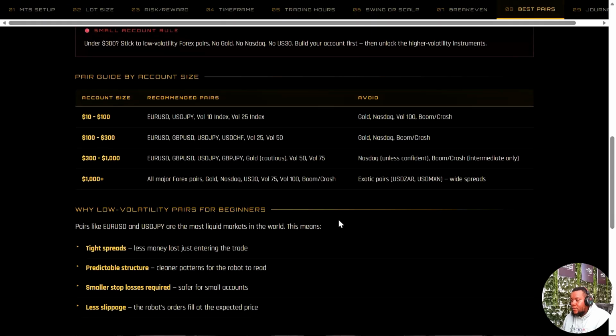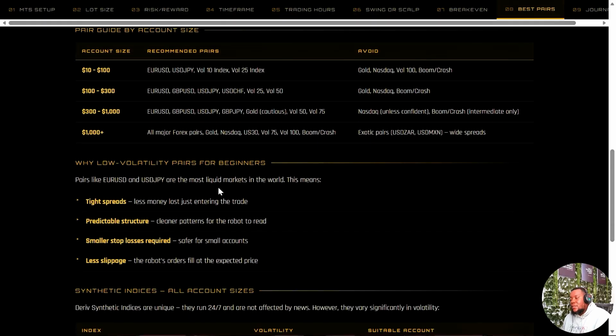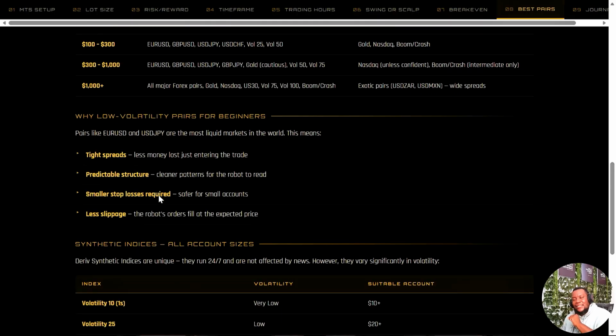Why is it important that you target low volatile pairs as a beginner? They have tight spreads, less money needed when entering. Predictable structure. Most of these less volatile pairs have predictable structure, okay? And a small stop loss is required.